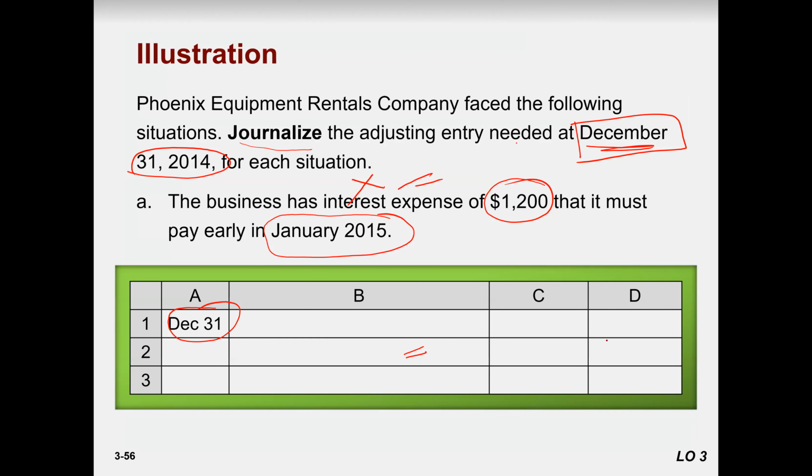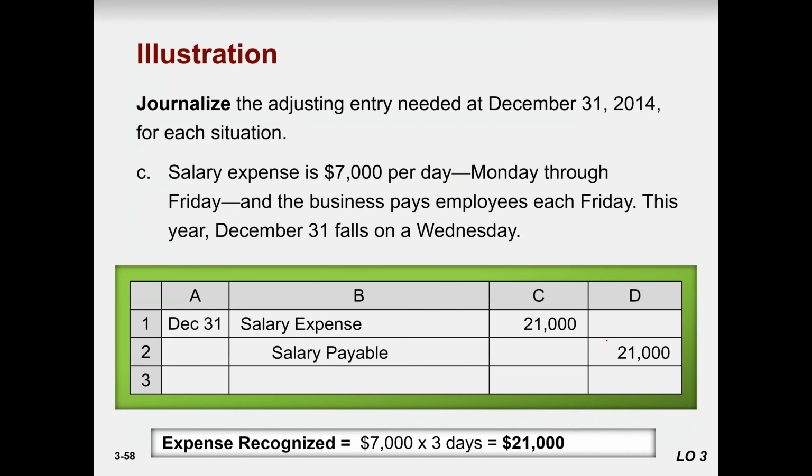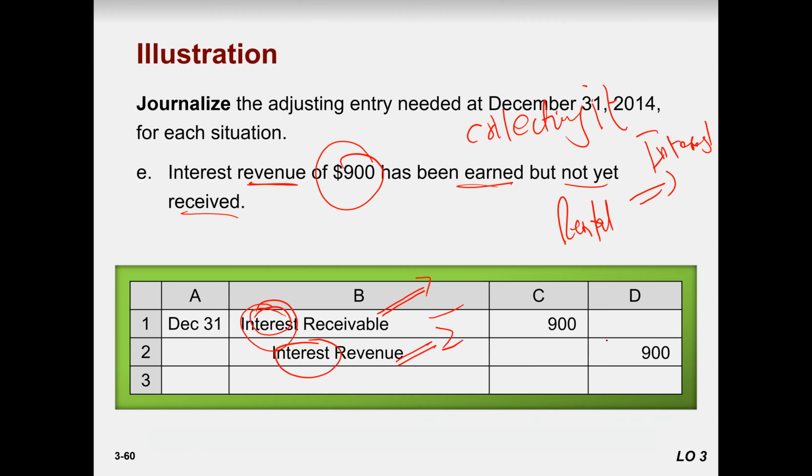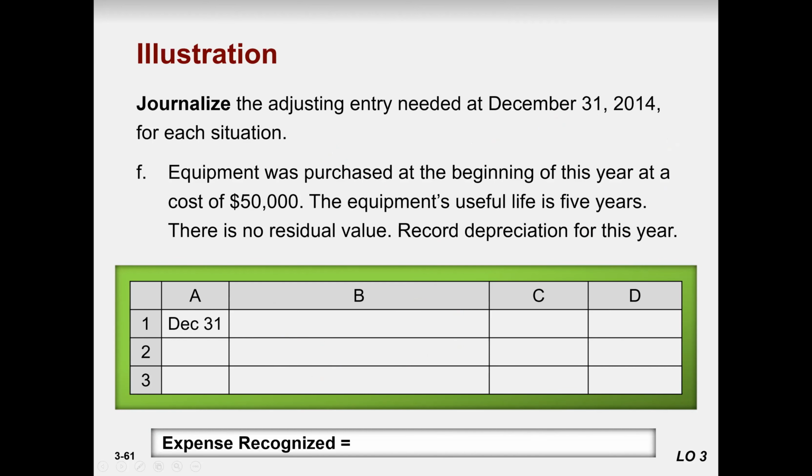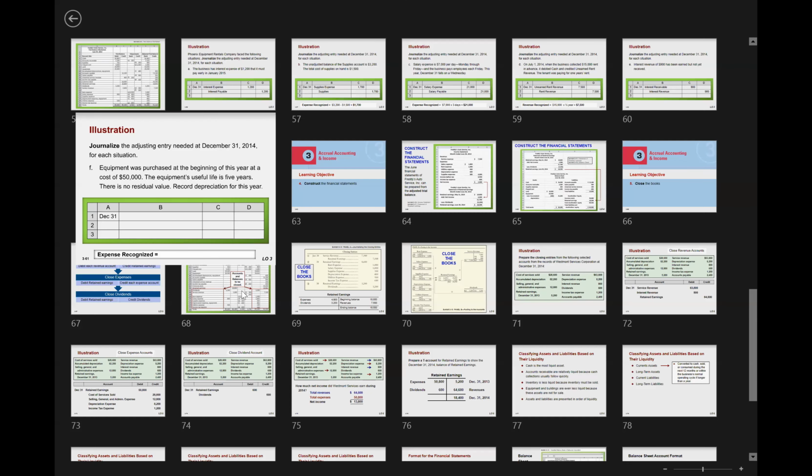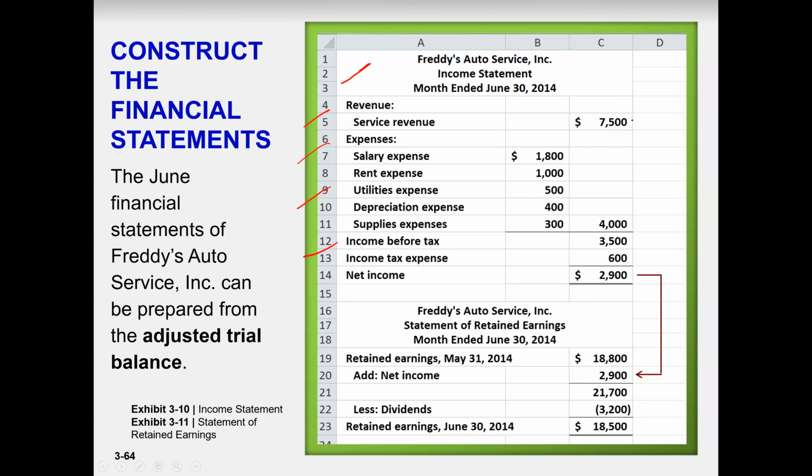So how do you create the income statement? The revenue versus, okay, let me go back over there directly. So revenue and less all the expenses, and then income before tax, tax is 600, and then this is, okay, I think this is for Friday auto service.